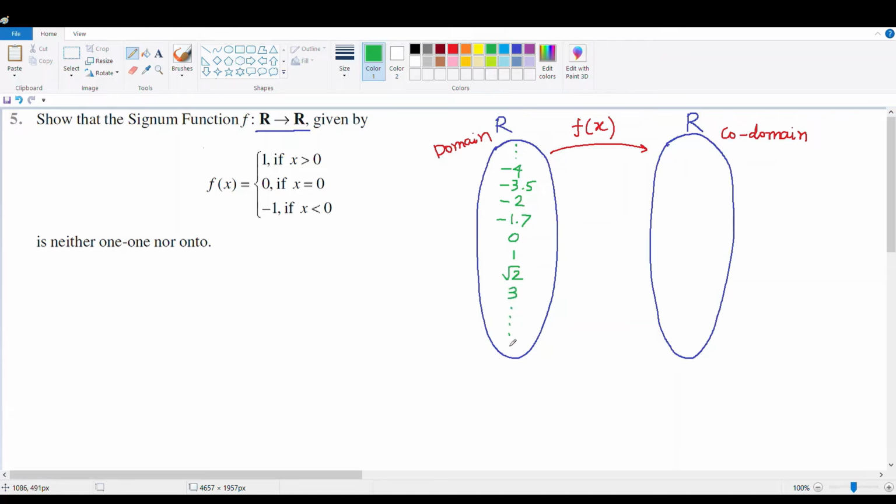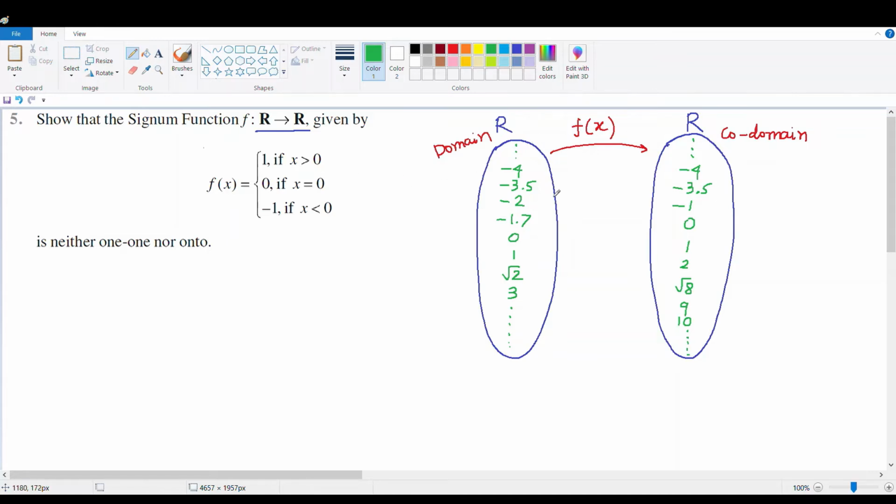And infinitely more. Similarly here, let me write similar numbers: -4, -3.5, -1, 0, then 1, then 2, then square root 8, then 9, 10, and a bunch more. So every real number is in this domain and every real number is in this codomain.